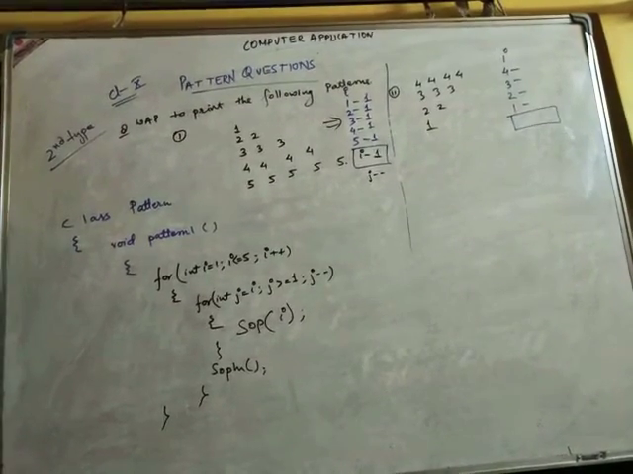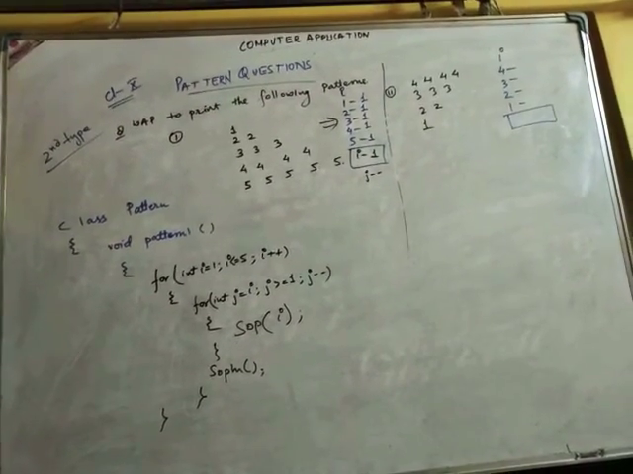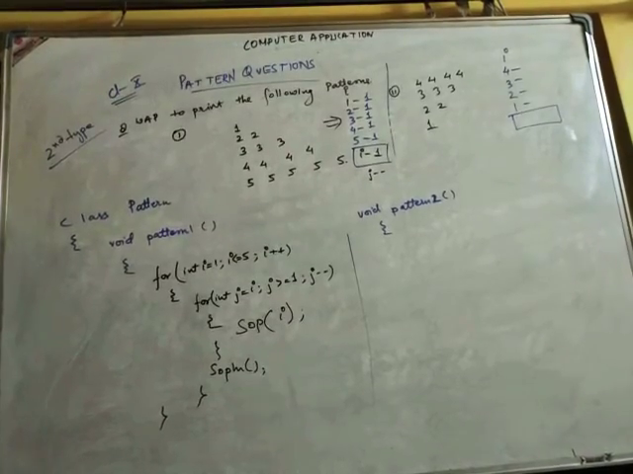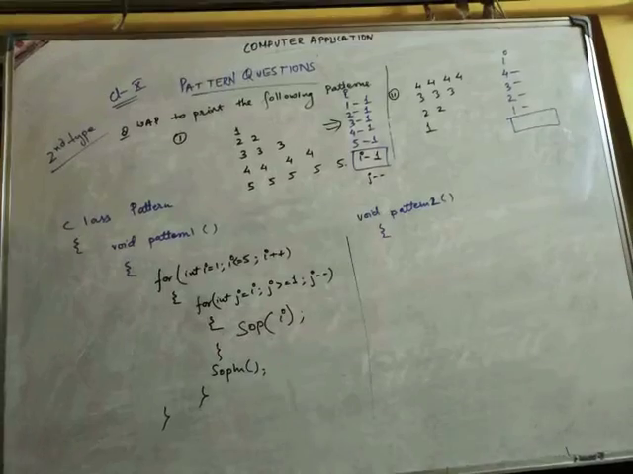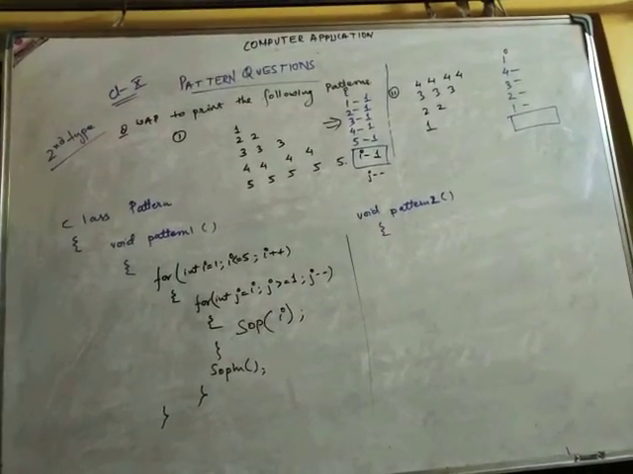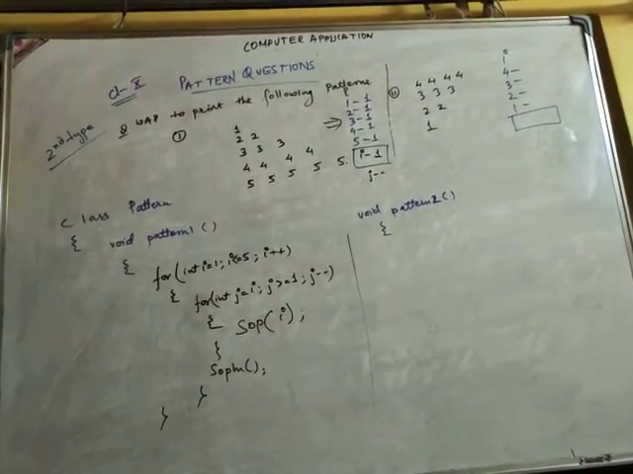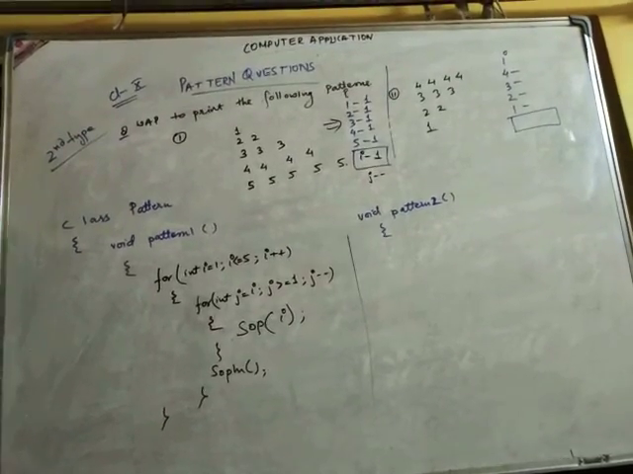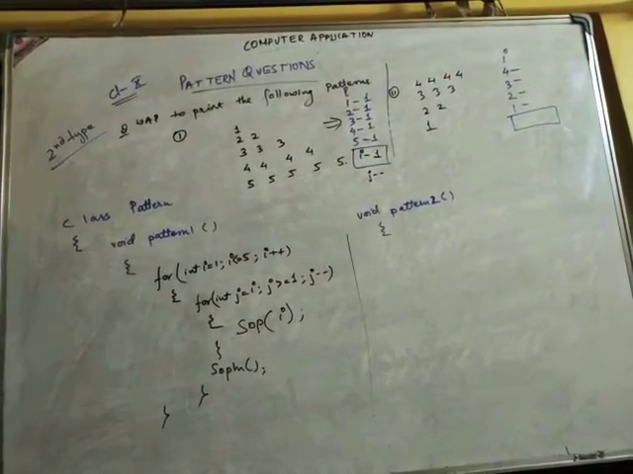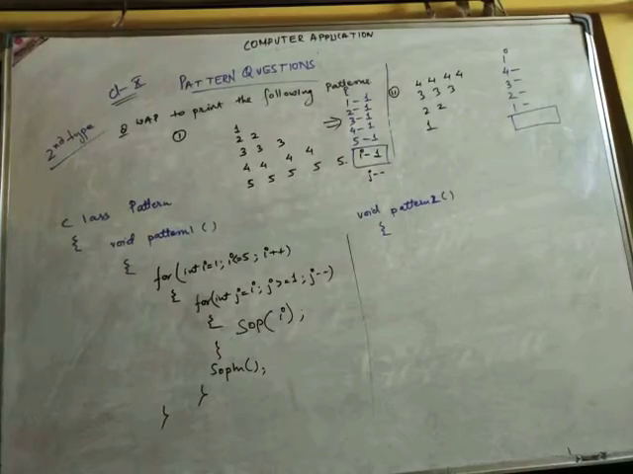Okay, now let's take the other one, void pattern 2. So the I value I have already put in the table. Seeing the value which is repeated in each line: in the first line 4 is repeated, in the second line 3 is repeated, then 2, then 1. So for that I have written 4, 3, 2, 1. Based on this I'll make the I loop first.